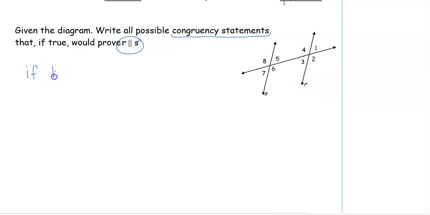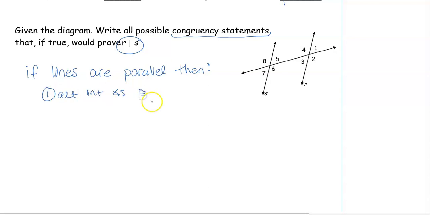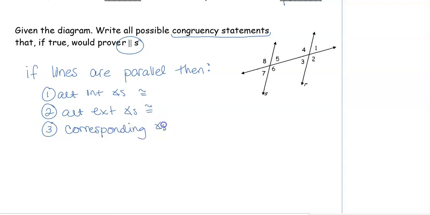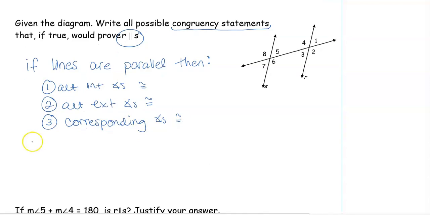If lines are parallel, then what would I expect to find? So if the lines are parallel, I would expect to find alternate interior angles congruent. I would expect to find alternate exterior angles congruent. And I would expect to find all corresponding angles to be congruent. So I'm going to write those relationships down. Let's go ahead and start with the alternate interior.